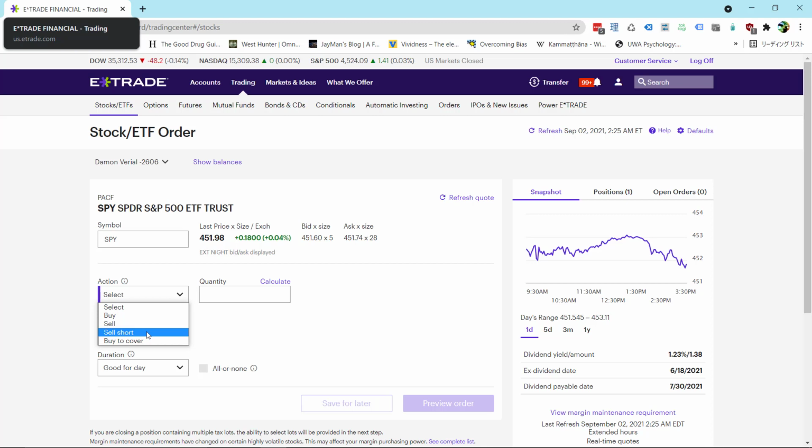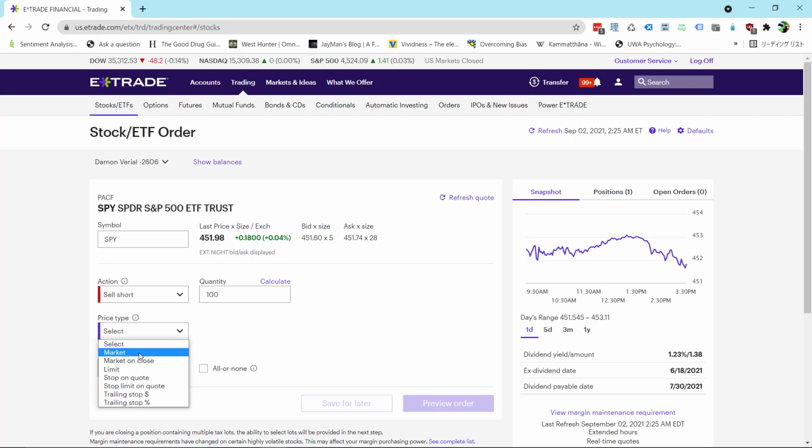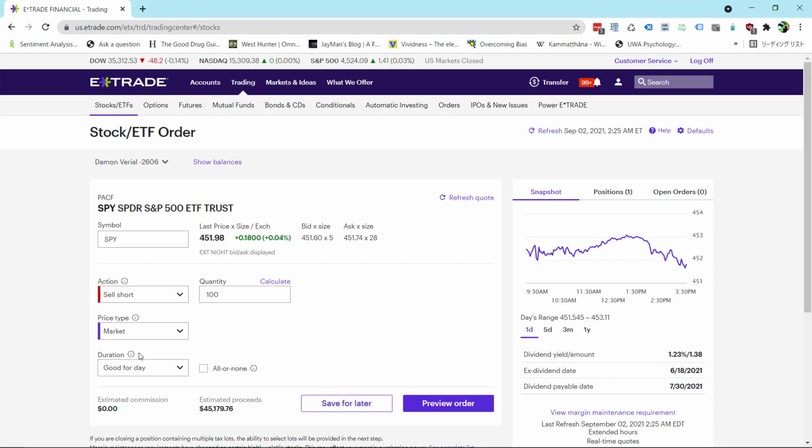So what's going to happen is we're going to sell short for whatever quantity. Let's say we do 100 shares. And for example, we go with market order. And it's going to tell you down below how much you'll expect to see in your account after you go through this order. You will automatically get $45,000. And the intention is you're going to buy back this 100 shares later, hopefully cheaper, and pocket the difference.